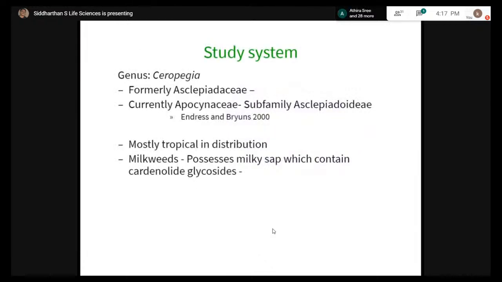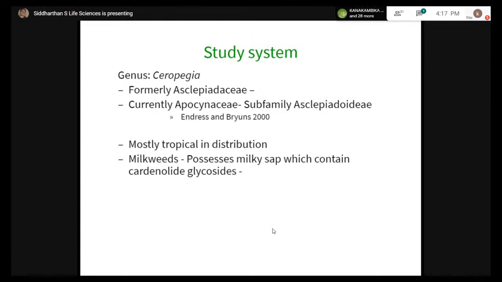So to study this kind of speciation, we chose a study system. It is the genus called Ceropegia. Some of you might have seen the plants in the wild. So Ceropegia is also called lantern flowers because of their lantern-like appearance. They belong to the family Apocynaceae. Initially, it was called Asclepiadaceae. Now, again, due to this paraphyletic condition, Asclepiadaceae is now subsumed into Apocynaceae.